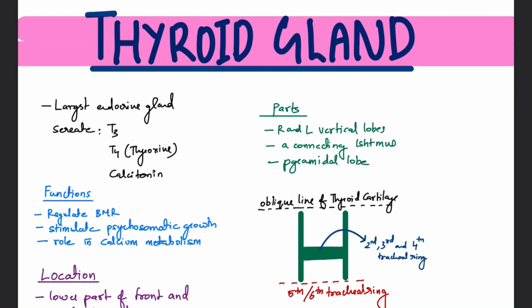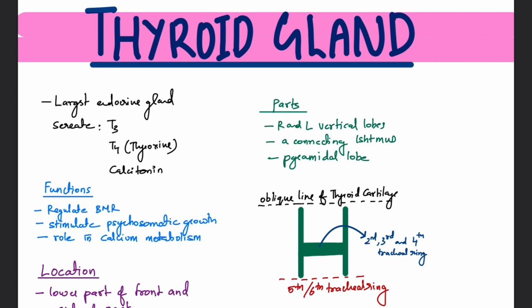Hello everyone, today we will be discussing the topic thyroid gland and its anatomy. As everyone of you knows, it is the largest endocrine gland and it secretes hormones like T3, T4 and calcitonin, whereas T4 is also known as the thyroxine hormone.